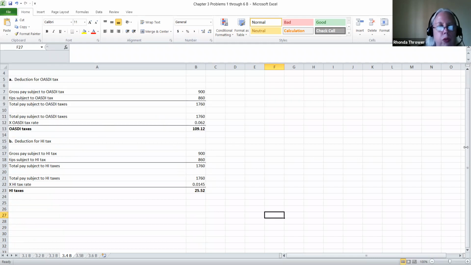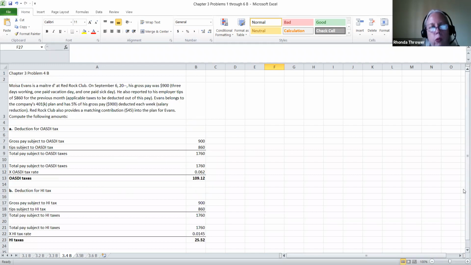His deduction for the HI tax is to find the total pay again, which is the same as above. $1,760 is the total pay. Multiply it by the HI tax rate, and that will give you the HI portion of taxes that are withheld on his paycheck.